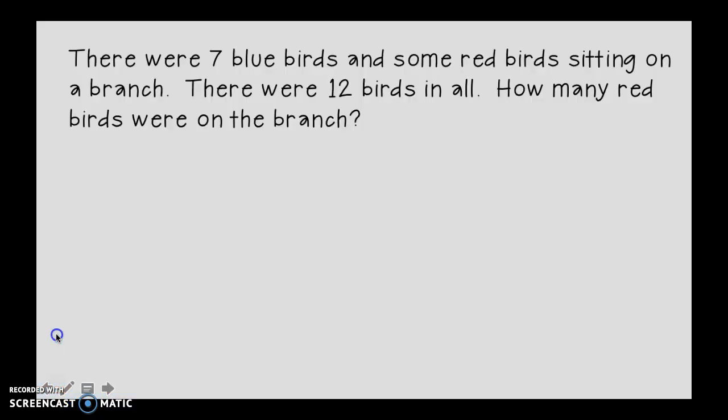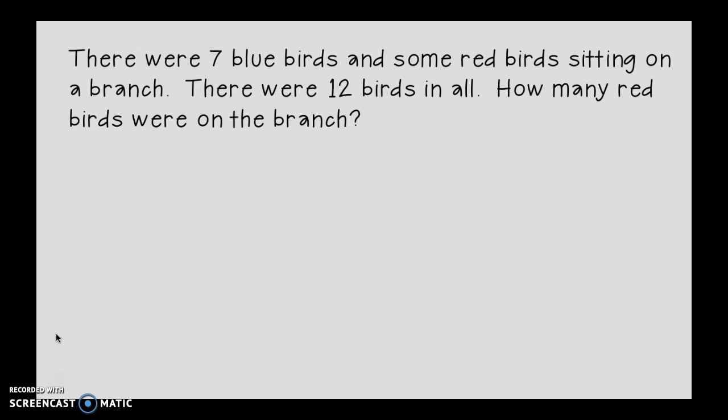Here we go. There were 7 bluebirds and some redbirds sitting on a branch. There were 12 birds in all. How many redbirds were on a branch? Oh man, I love word problems because they tell a story and it does math. What fun. Let's read this one again.